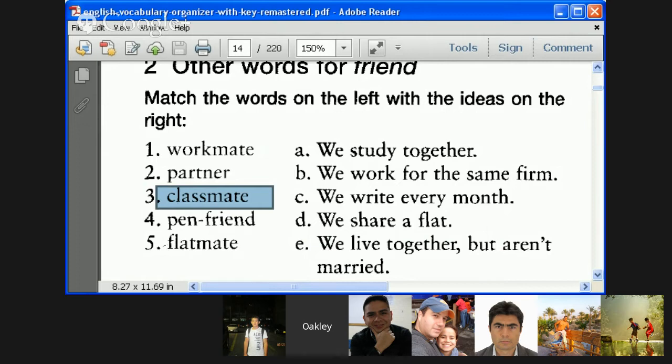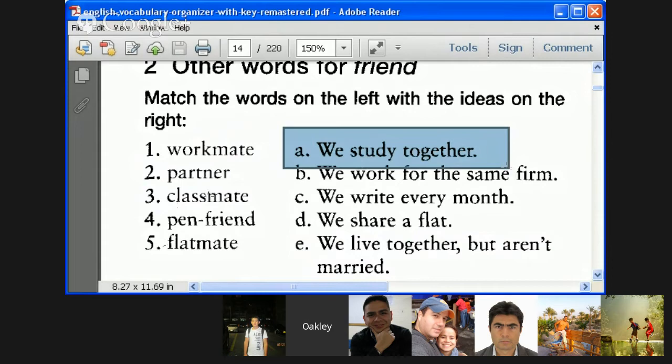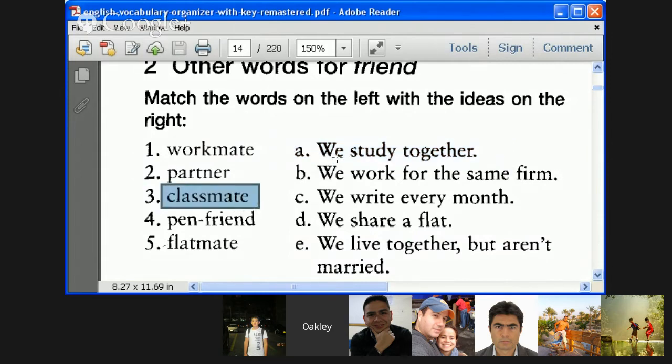Okay, Ali, next one here. Classmate. I think that the definition of classmate is like letter A. We study together. Yes, indeed. That's basically it. We study together. You go to classes together. You go to school together. Now, of course, that could be formal school, a university. That could be just a course you're taking. Maybe you're taking a 3-month course in English. Okay, you guys are all each other's classmates, for example, today.